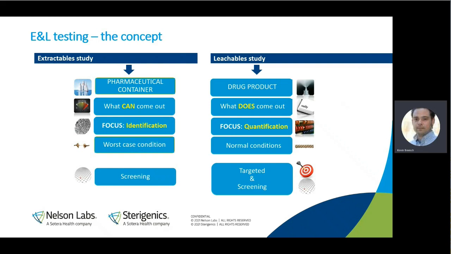These drug products are stored at normal conditions, intended use. And we will be screening still, since we don't know if there's any interaction between. We also don't know which extractables will become leachables. But we can also fully validate a method in a drug product to fully quantitate this extractable, which became a leachable.